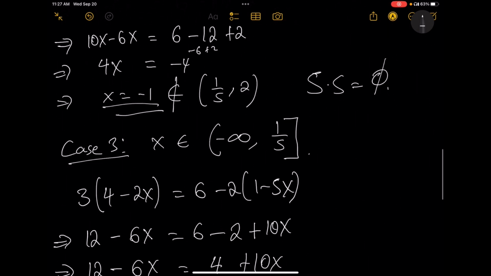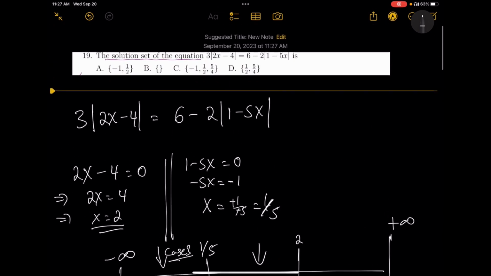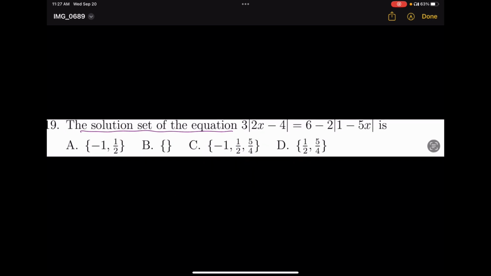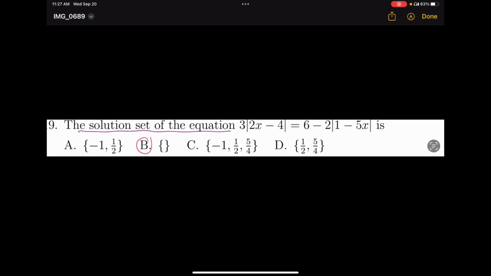So we tried every case: case 1, case 2, case 3. We tried every real number basically, and there is no solution for this absolute value equation. Therefore, the answer is B.